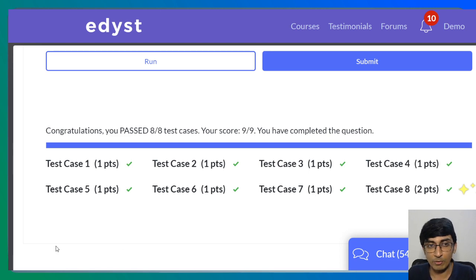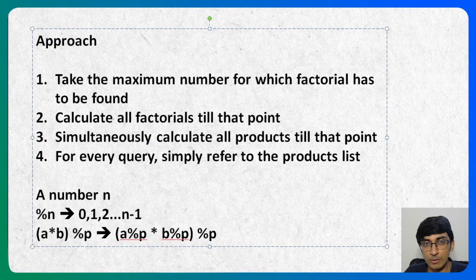So, just a recap of how we actually solved this question. We observed the pattern that you can use a previous value for the next value. In this case, if we are able to find all the factorials till the maximum number, then we can also find the f of n, or the product, till the maximum number, and for every query we can simply refer to that instead of calculating it again for every query. This is also called amortization.